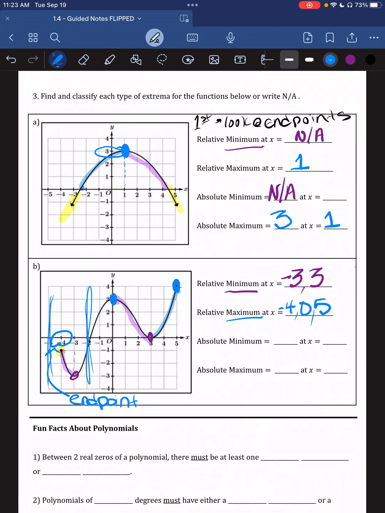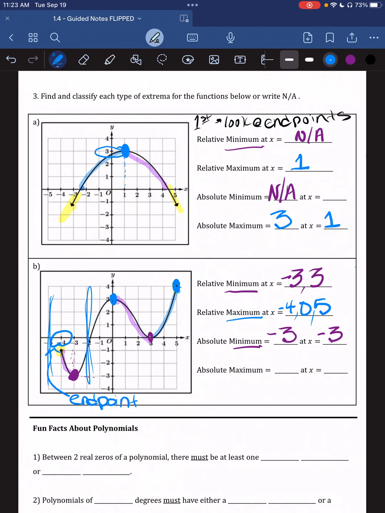All right, now let's look at absolute minimum and maximum. If we look at our graph for absolute, we're looking for the lowest of the low in terms of minimums. So I see that the lowest point is when x equals -3, this point right here, and the corresponding y is also -3. So my absolute minimum value is -3, which occurs at x equals -3.